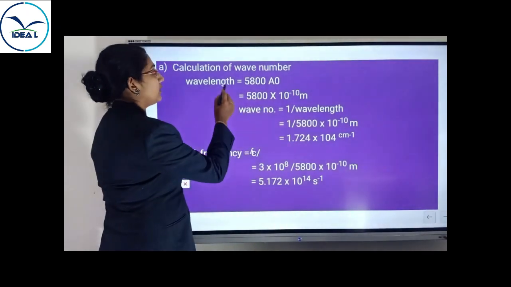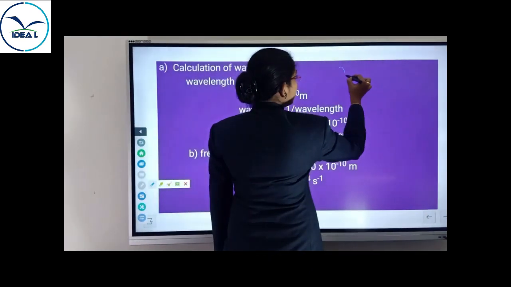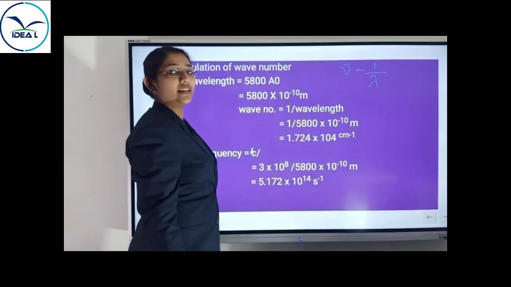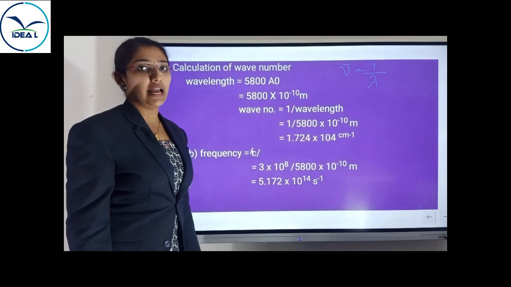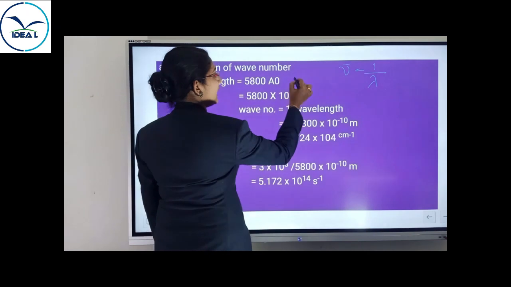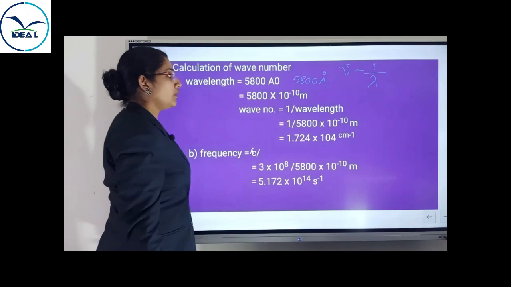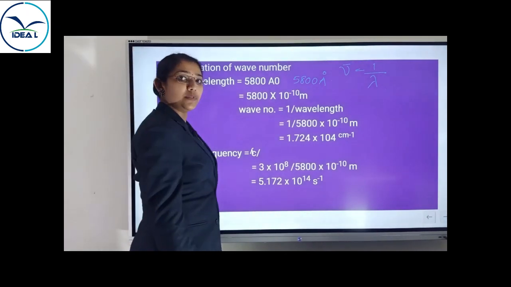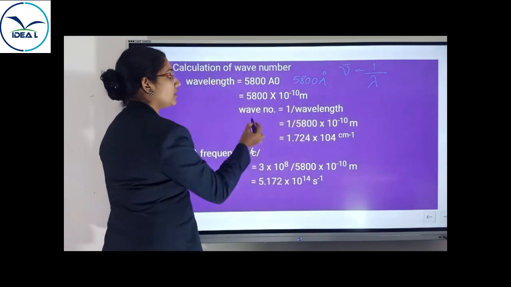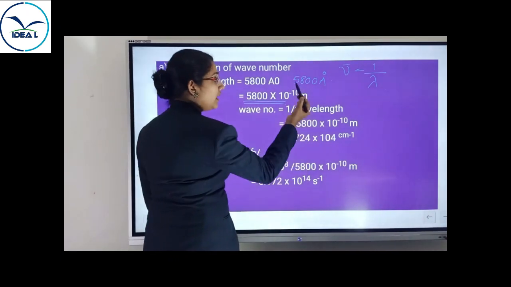Okay, first we have to calculate the wave number. We know that wave number nu bar is the reciprocal of wavelength. This is the relation between wave number and wavelength. Here the wavelength is given as 5800 Armstrong. To convert Armstrong into meter, multiply it with 10 raised to minus 10. So the value is 5800 into 10 raised to minus 10 meter.